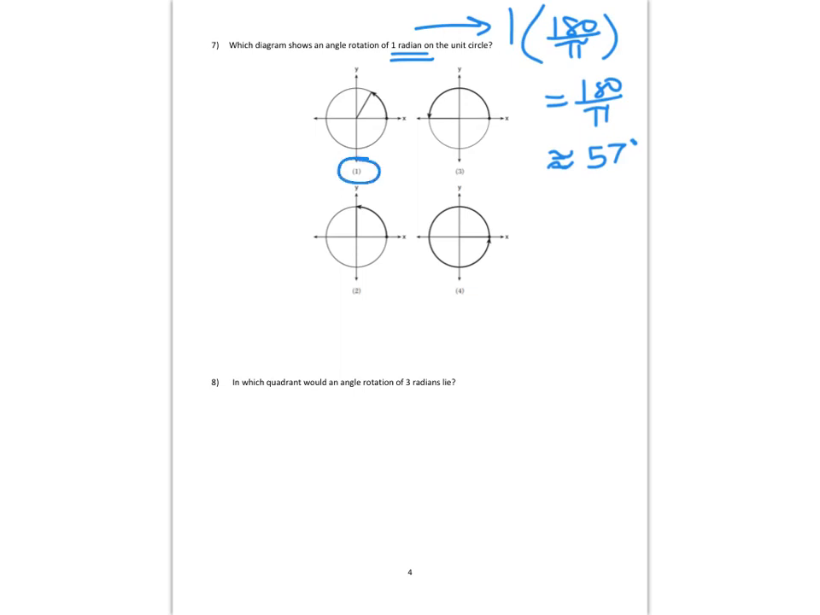Okay, number 8 is very similar, just they don't give us a picture. They just want to know in which quadrant would an angle rotation of 3 radians lie. So why don't you hit pause, see if you can figure that out, and then hit play and see how you did.